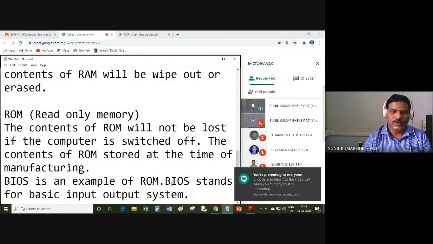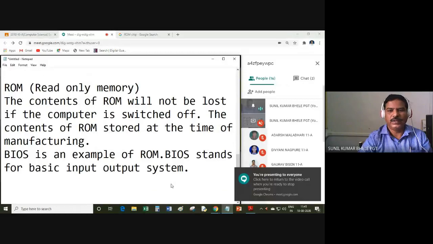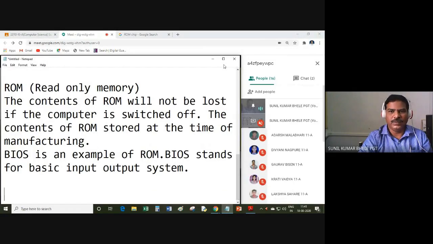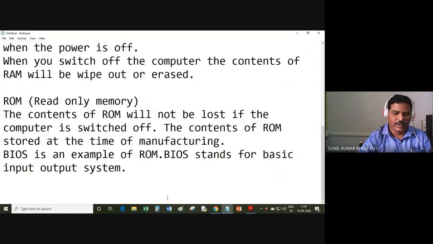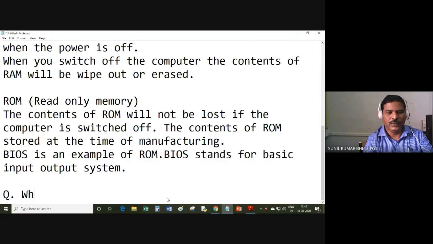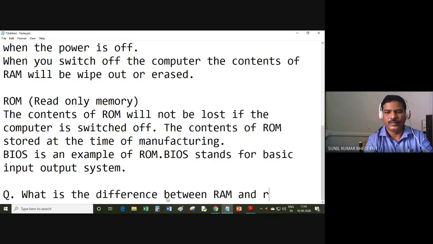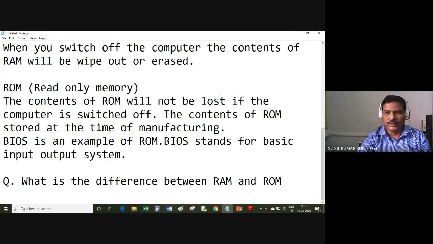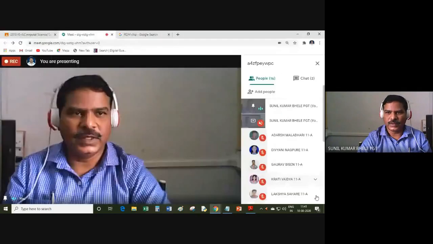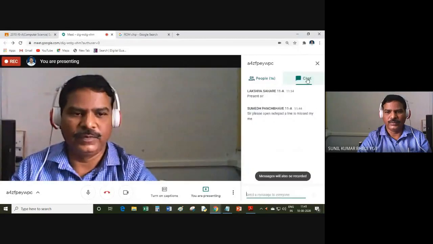Sometimes in examinations they will ask you to write the difference between RAM and ROM. So you can write like this in your notebook. You can write down one question: what is the difference between RAM and ROM? Which is a volatile memory? Can you type inside the chat box which is a volatile memory?